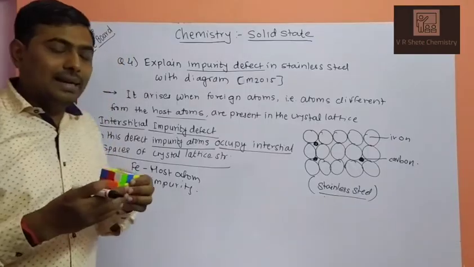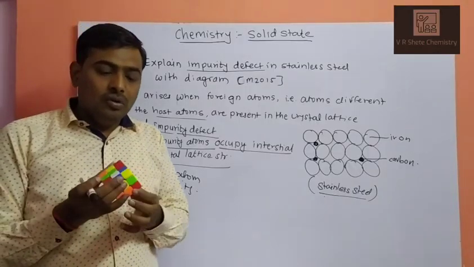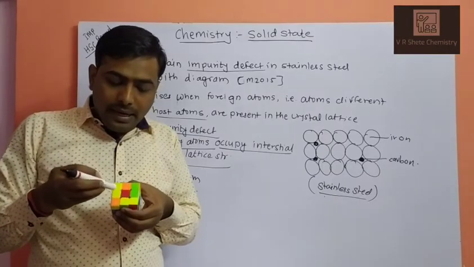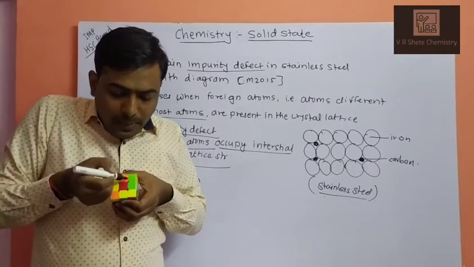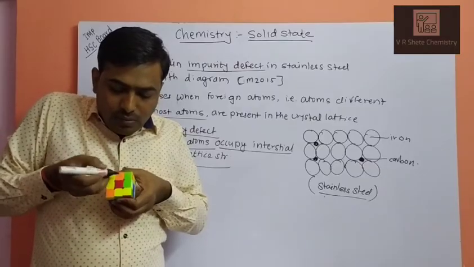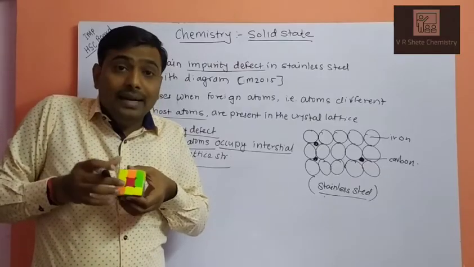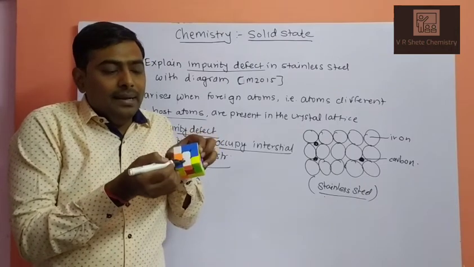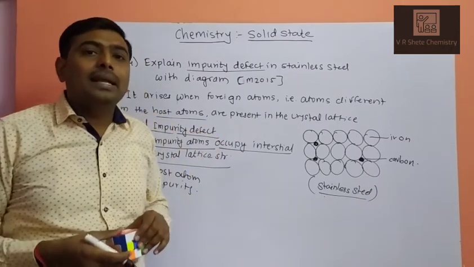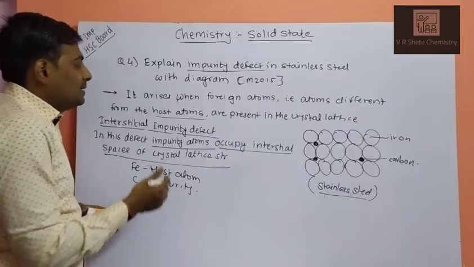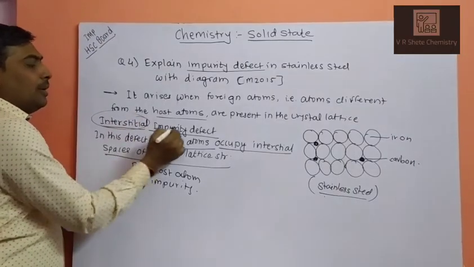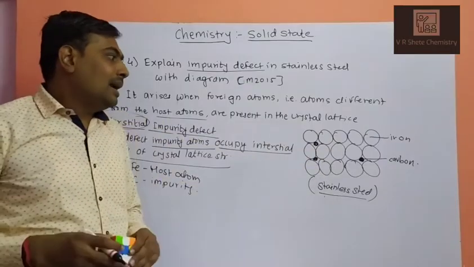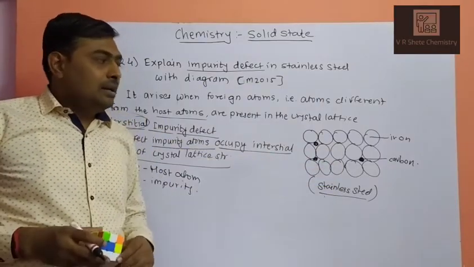If this is your crystal lattice, obviously this is your iron. So in this place, you know that this is a small gap present in between the crystalline lattice. This place or this gap is filled by the carbon to make this alloy, called interstitial impurity defect. The host atom is iron and the guest impurity is carbon.